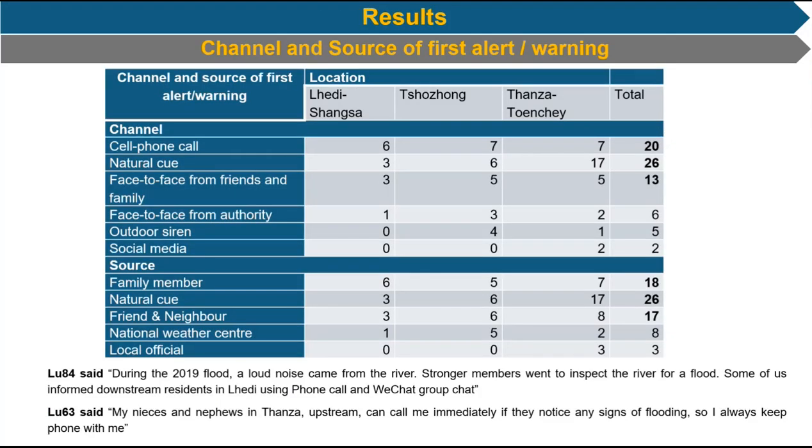These are some of the results. Firstly, the channel and source of warning. Here we can see that usually cell phone calls, nature cues, then face-to-face from friends and family serve as the main channel of information or first alert warning during the events. But sorry, I forgot to mention one thing: we pretty much focused on just one event when asking these questions. People usually got those first alert warnings from family members, natural cues, and neighbors.